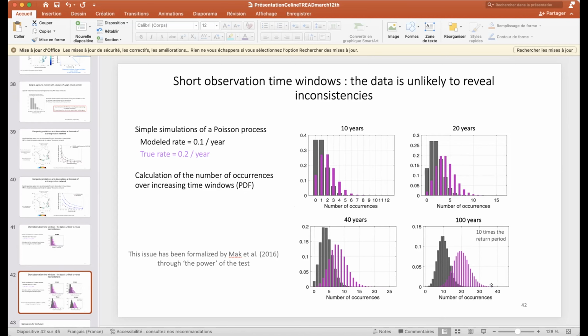So 100 years in that case corresponds to a time window which is 10 times larger than the return period. So with time windows equal to the return period or just twice the return period, the difference between the true rate and the modeled rate has to be huge for the observation to be able to reveal inconsistencies.